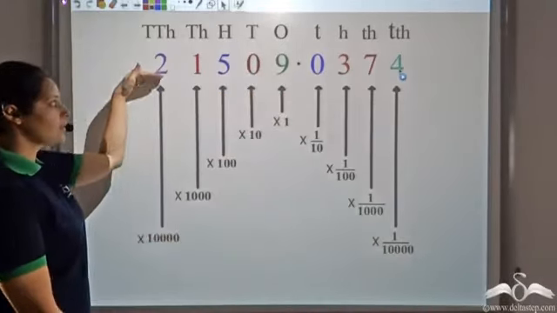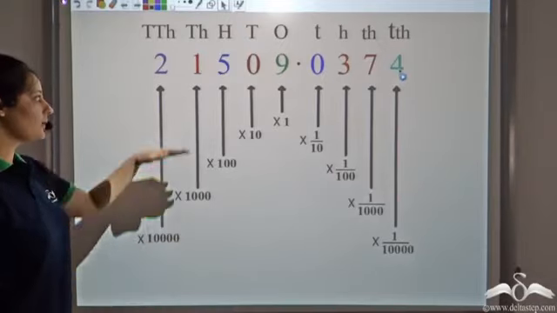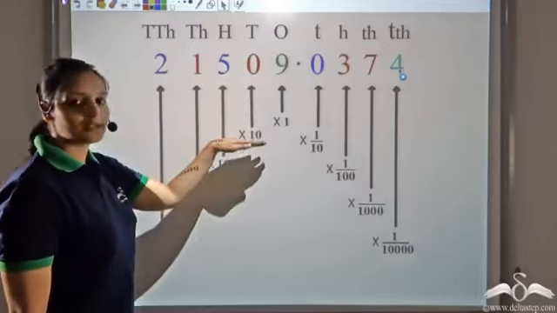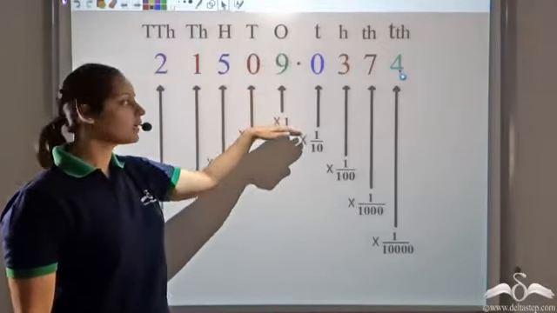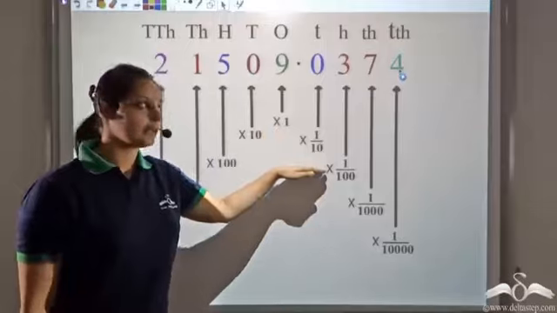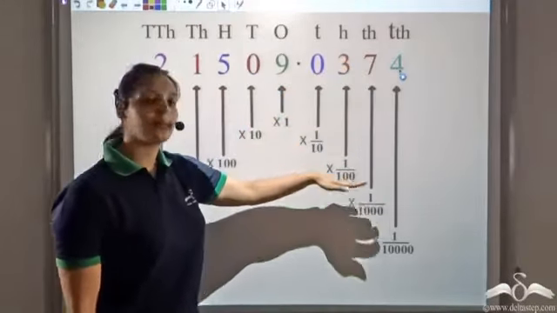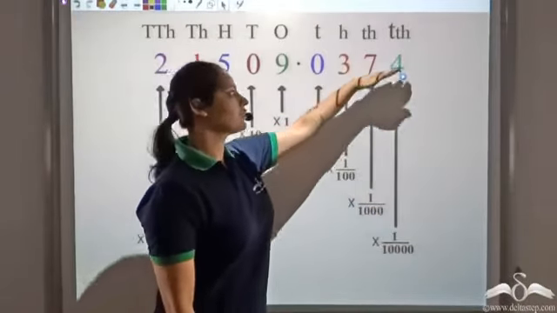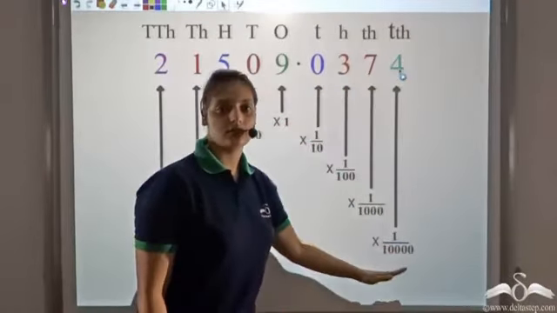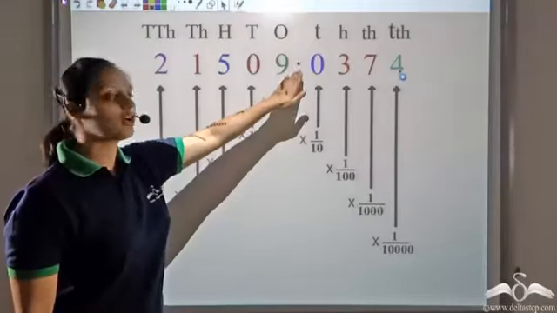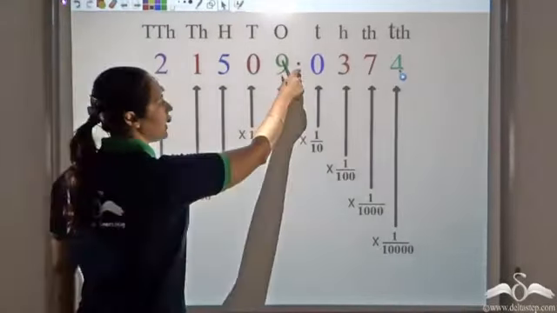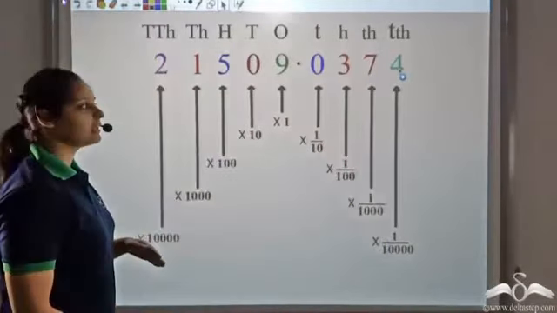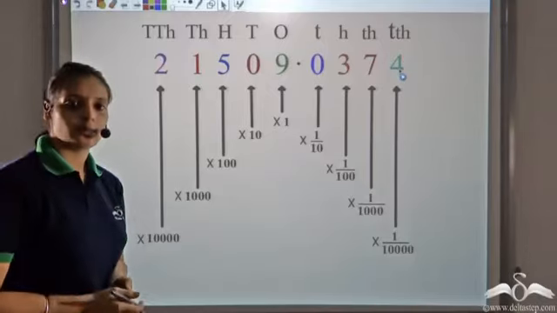So what you say is this number would be 2 times 10,000 plus 1 times 1,000 plus 5 times 100 plus 0 times 10 plus 9 times 1 plus 0 times 1 by 10 plus 3 times 1 by 100 plus 7 times 1 by 1,000 plus 4 times 1 by 10,000. This is how we can even continue with the same thing. Even after the decimal point, we can carry on in the same way.